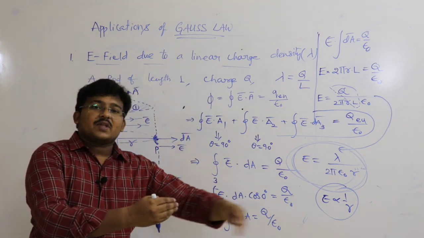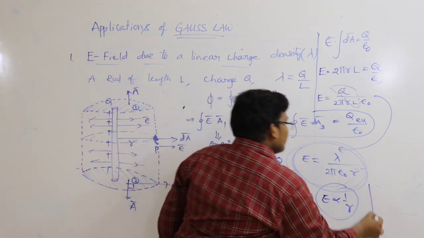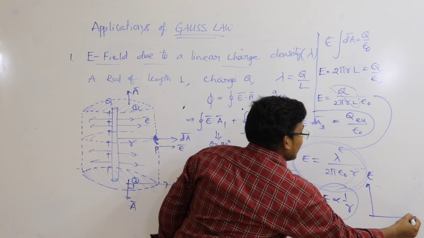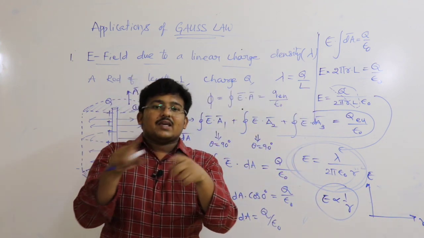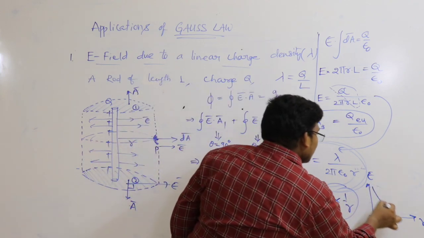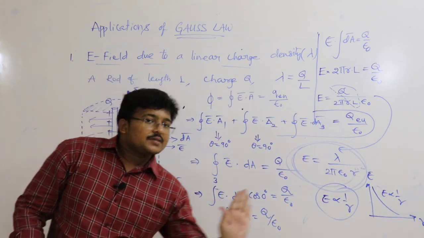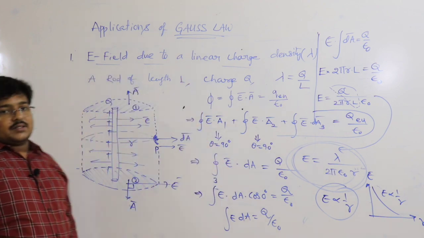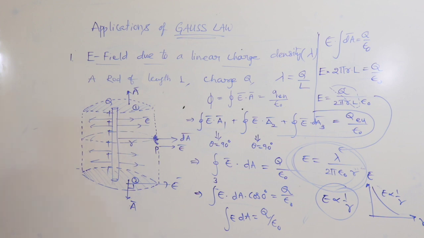As we go far, the electric field decreases, and the graph looks like this. This is electric field and this is distance. It is like P inversely proportional to V, PV in thermodynamics, so it is the isotherm graph like this. So here E is inversely proportional to r. As r is increasing, E decreases, right. So this is by applying Gauss law, we find the electric field due to a linear charge density.